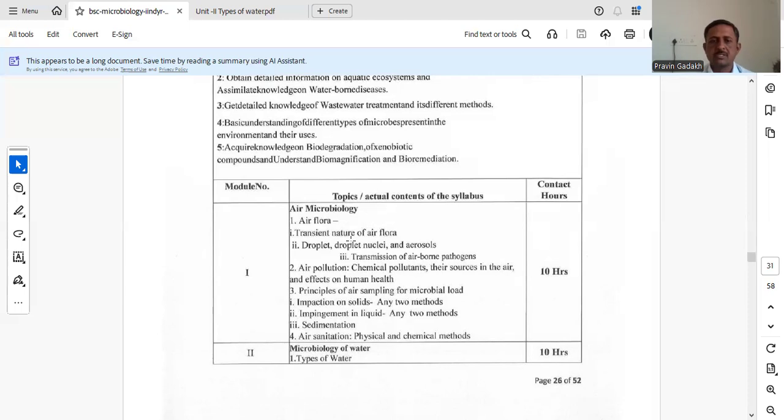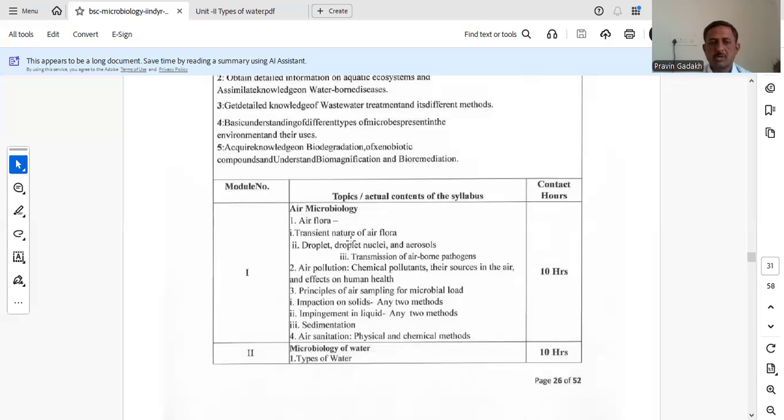In this, we have to discuss what is meant by droplet, droplet nuclei, and aerosols, and what their effect is on human health, how they transmit air pathogens from one place to another, or we can say from one person to another, how air acts as a carrier to transfer that droplet or droplet nuclei from person to person.